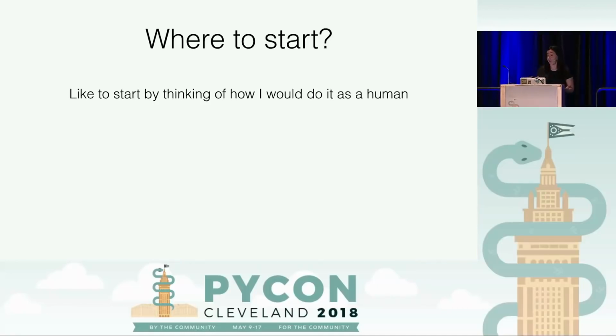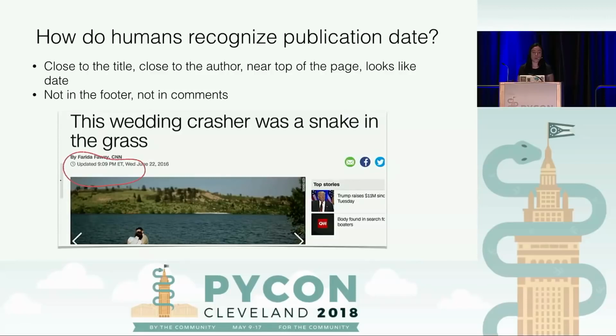I like to start these tasks by thinking, before I try to get a computer to do something, how would I do it as a human? As a human being, when I look at a page, how do I know this is the publication date versus this is some random stuff? So, okay, let's look at this article. This is something from CNN.